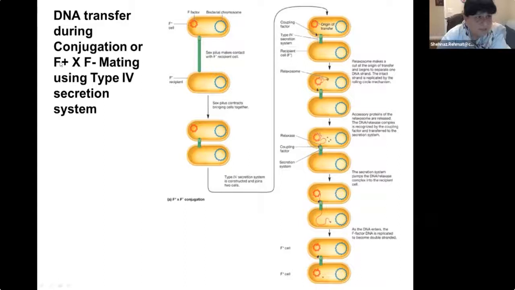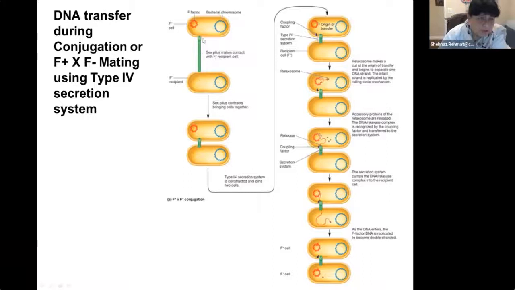The cross between F plus and F minus is being shown here. But if this was integrated, this would be called an Hfr cell, a high frequency of recombination cell, where the plasmid will also drag some of the chromosomal DNA into the recipient. In this case, we are just looking at the F plus F minus mating. And this mating will use a secretion system similar to type 4. So type 4, remember, is capable of delivering some DNA also.